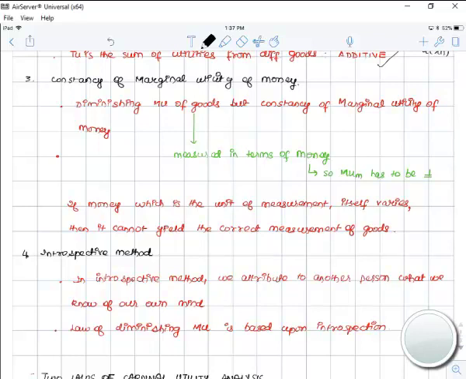Introspective method would mean, for example, I know about myself that if I consume one unit of one particular good, that gives me some utility. If I consume the second unit of that good, then the second unit will give me lesser utility, and so on. So I thought about myself that what is true for me may be true for everyone else, right? So I have attributed that what is true for me will be true for everyone else. So this is introspection. This result is based on introspection. So even the law of diminishing marginal utility for goods is also based on introspection. So these are the four major assumptions of the cardinal utility analysis, right?